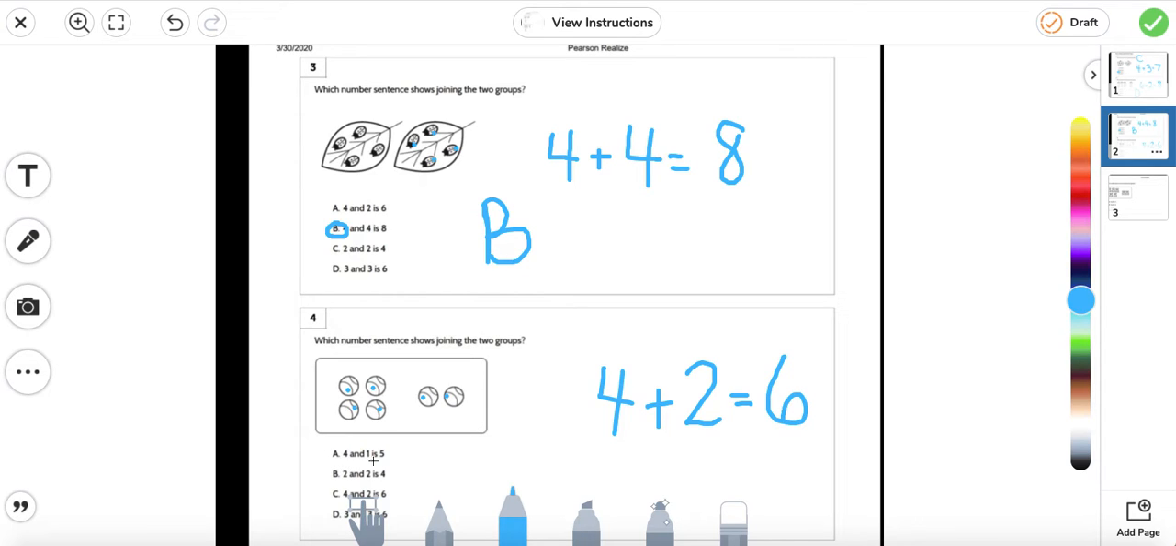So let's see which of our answers matches our equation. A, 4 and 1 is 5. No. 2 and 2 is 4. No. 4 and 2 is 6. Yes, we found our answer. Our answer is C.